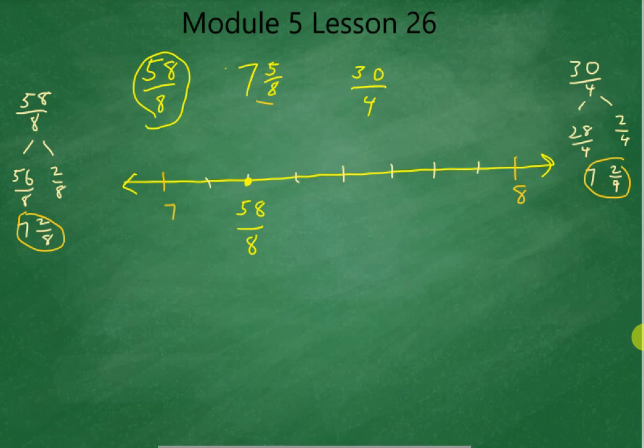Let's look at 7 5/8. So there's 7 and 1/8, 2/8, 3/8, 4/8, 5/8. So 7 5/8 would go here.